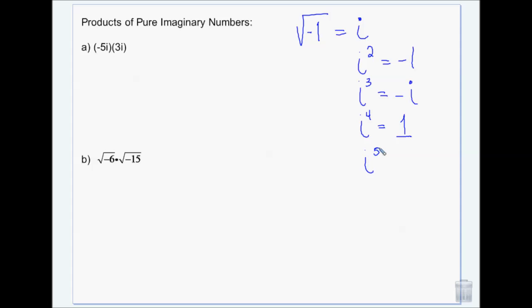i to the fifth is then positive 1 times another i. So that's going to be i. And then i to the sixth would be i times another i, which would bring me back to i squared, which is negative 1. So it's a rotating pattern. Does that make sense?